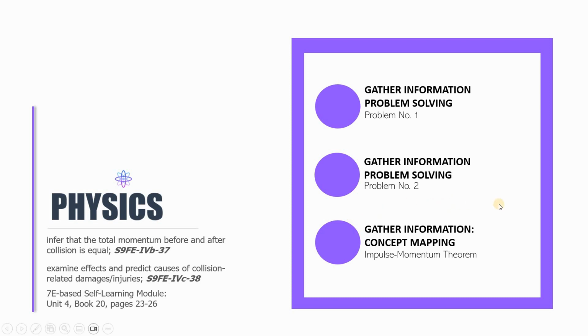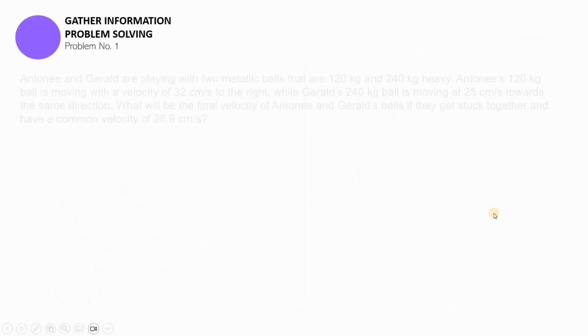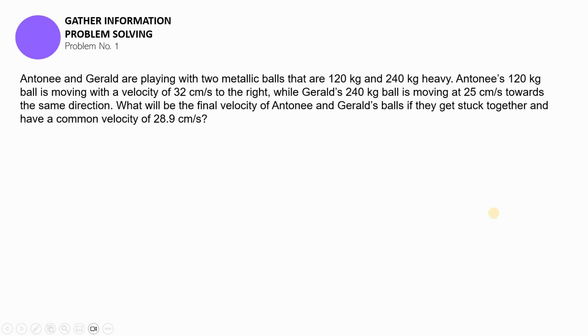Let's begin with the first problem. I hope that you are ready with your sheet of paper, your calculator, and your pen. In this problem, Anthony and Gerald are playing with two metallic balls that are 120 kilograms and 240 kilograms heavy, respectively. Anthony's 120 kilogram ball is moving with a velocity of 32 meters per second towards the right, while Gerald's 240 kilogram ball is moving at 25 centimeters per second. Actually, I'm sorry, that's centimeters per second, towards the same direction, so it's also moving towards the right.